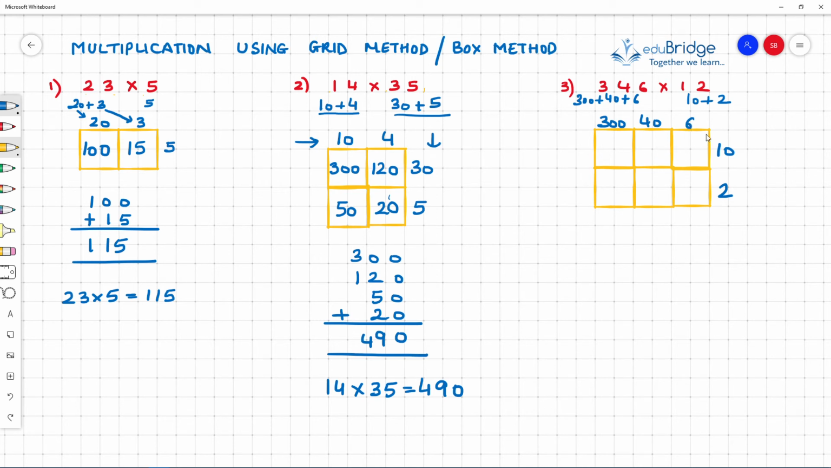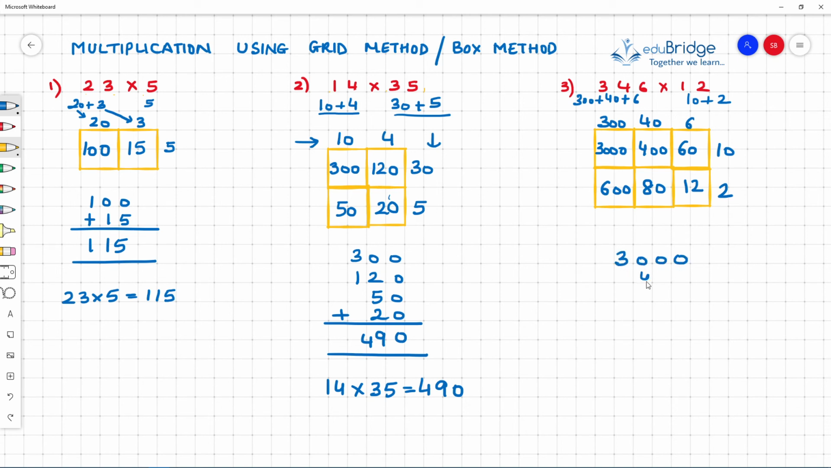This box, 6 times 10, 60. This box, 40 times 10, 400. This box, 300 times 10, which is 3000. This box, 6 times 2, 12. This box, 40 times 2, 80. This box, 300 times 2, 600. Now we have all our 6 values which we are going to add up.